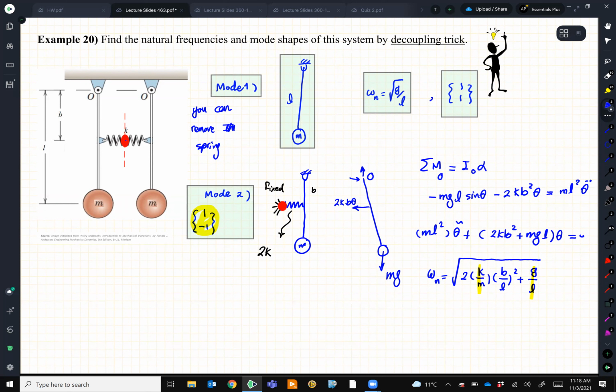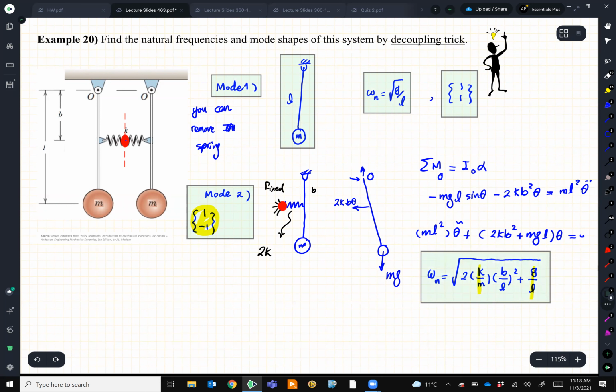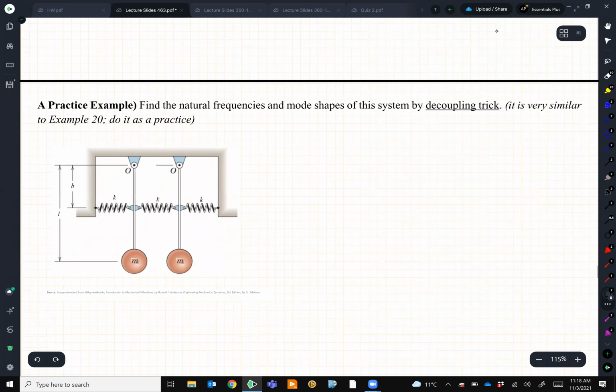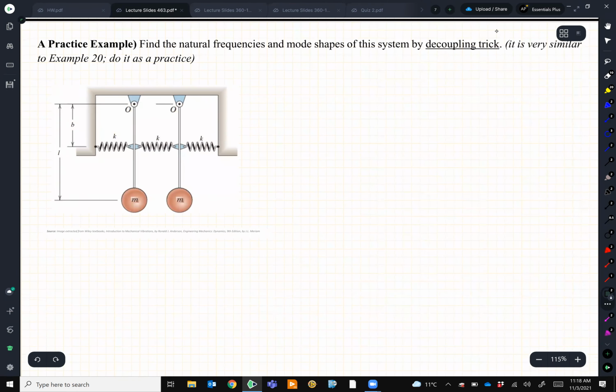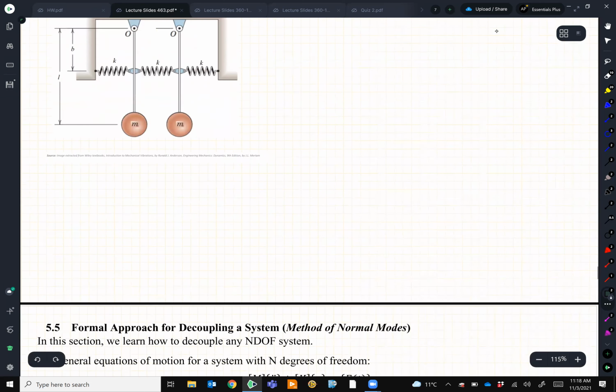Okay, so far we managed to find the mode 1 and mode 2 for this one, and this is its natural frequency. All right. You can do this one as an example later, as a practice. I'll leave it for you to practice. Obviously, that's very similar to the previous one, but figure it out.